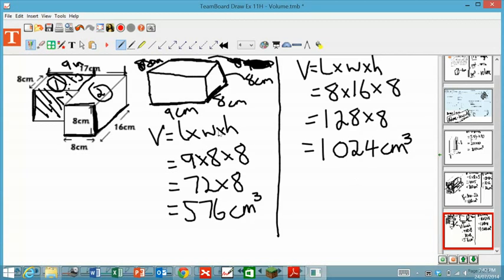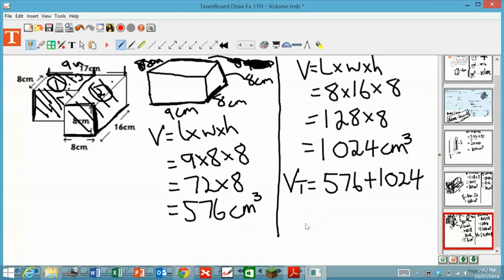cubic centimeters. And if I want to find the total volume of this entire shape, I've got to add this one to this one. There's been nothing taken away. I've got this box, which has been added to this box. Okay, so my volume total is going to equal my 576 plus 1024, which gives me conveniently 1600 cubic centimeters. Okay, so that's how you do it.